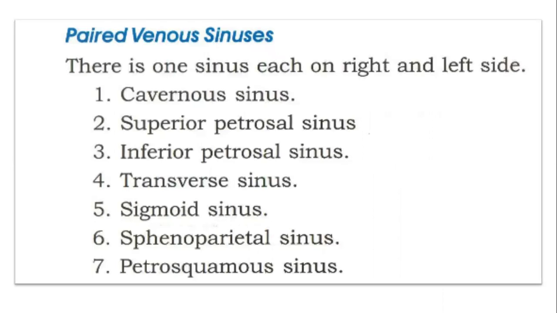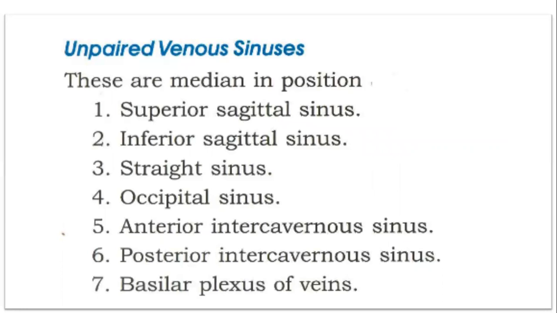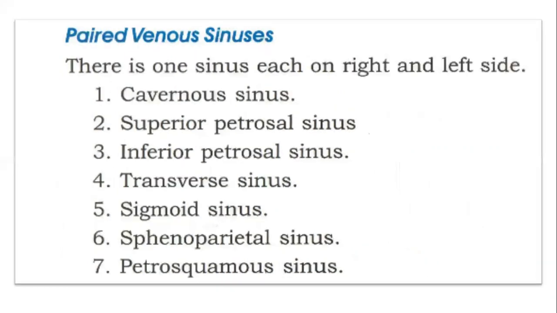They are paired or unpaired. Paired are those which are in the form of two, one on each side, and unpaired occurs singly. So we first go through their nomenclature, the names. The paired ones are the cavernous sinuses, the superior petrosal sinus, the inferior petrosal sinus, the transverse sinus, the sigmoid sinus, the sphenoparietal sinus, and then the petrosal sinus. So these sinuses are paired, they occur on both sides.